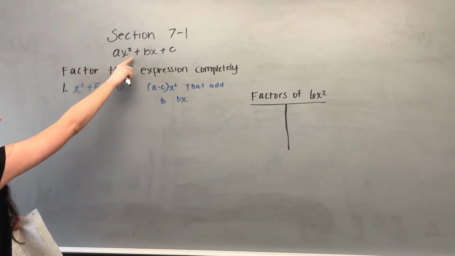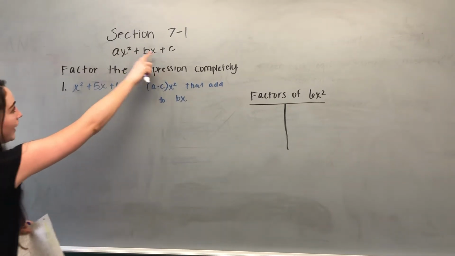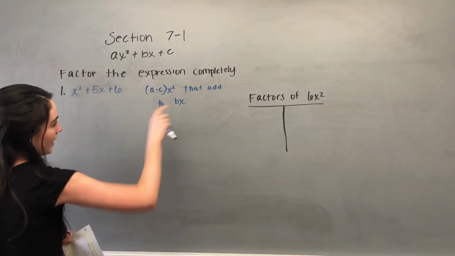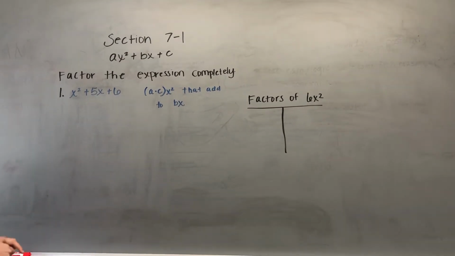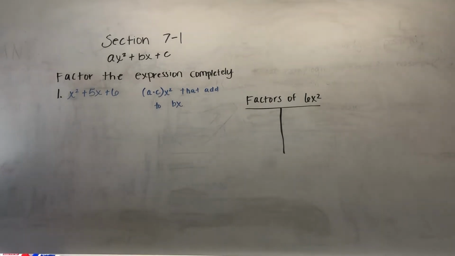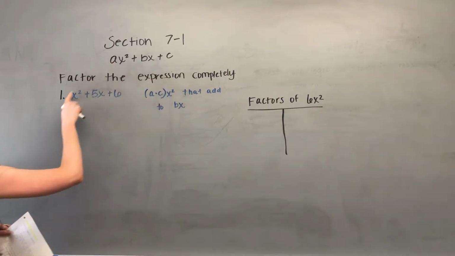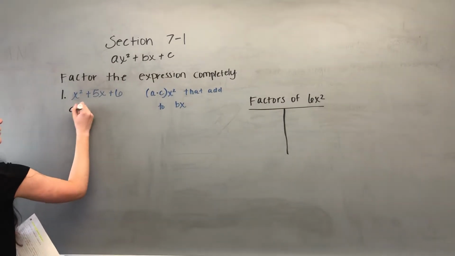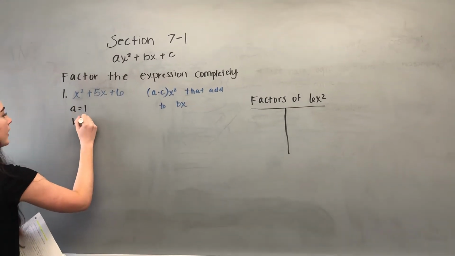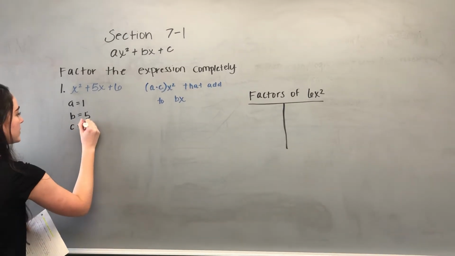We have ax squared plus bx plus c. So we have to multiply a times c x squared, and we have to find those factors that add to bx. So let's look at this problem right here. We have x squared plus 5x plus 6. So if we compare it up here, here's our a. We know a is 1. Here's our b. b is 5. And here's our c. c equals 6.